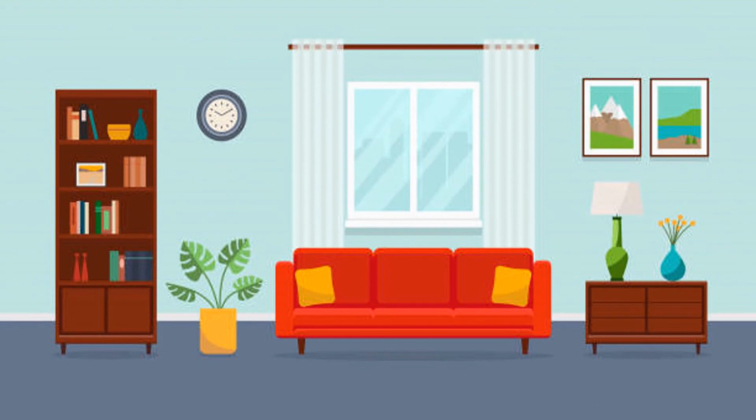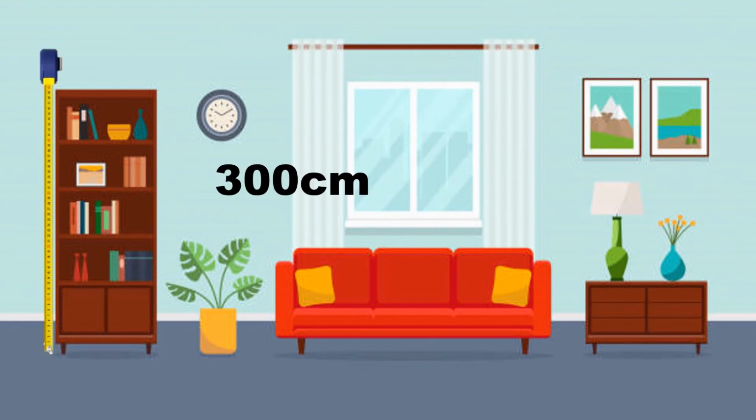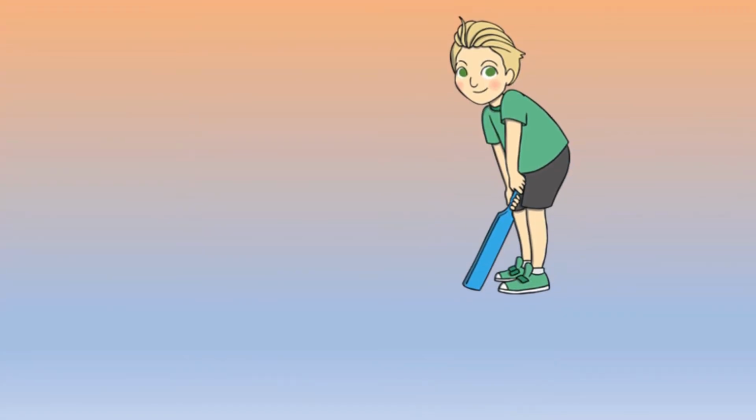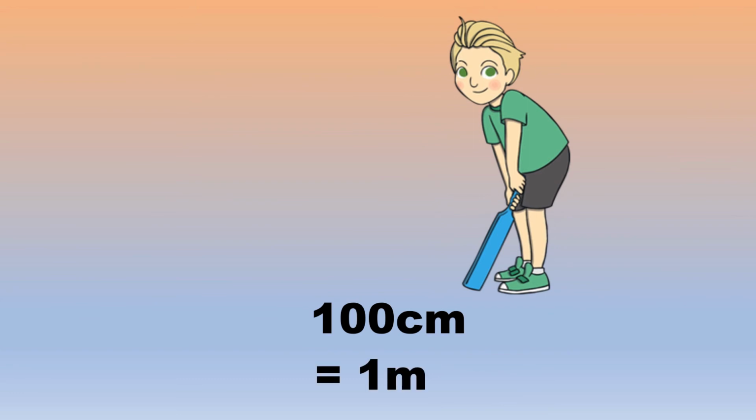In the same way, if the height of an almirah is 300 centimeter, we can say the height of the almirah is equal to 3 meter. In the same way, if the length of this bed is equal to 100 centimeter, we can say that the length of the bed is equal to 1 meter.